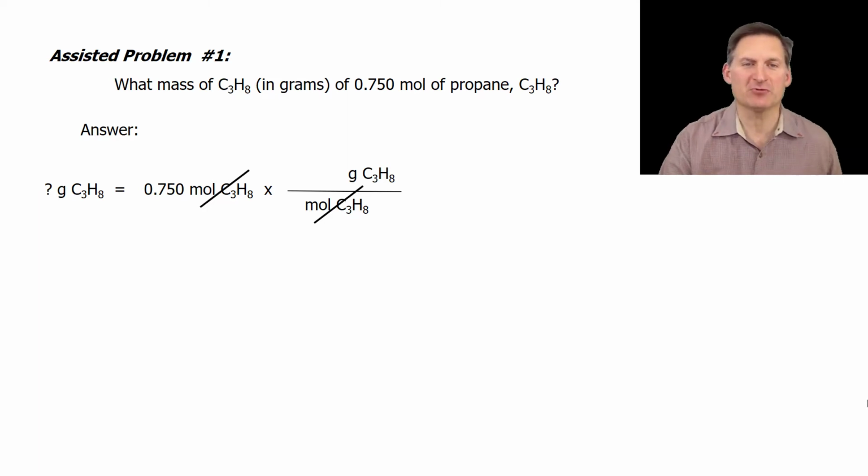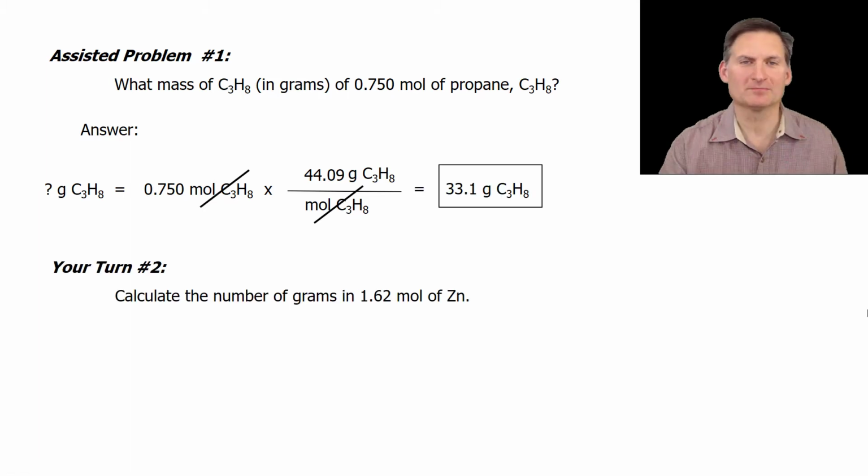Now grams of C3H8 is okay only if we know how many grams are in a mole of propane. Well, we do. That's the molar mass we calculated a couple minutes ago. It's 44.09 and we put it by the grams. Since the only unit that doesn't cancel is the one we want, we simply do the arithmetic and get our answer.